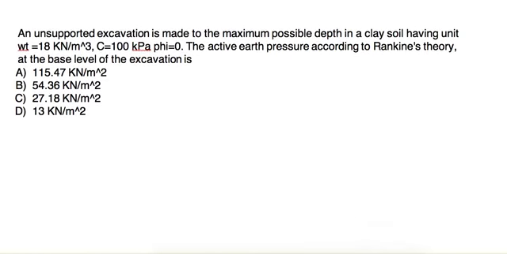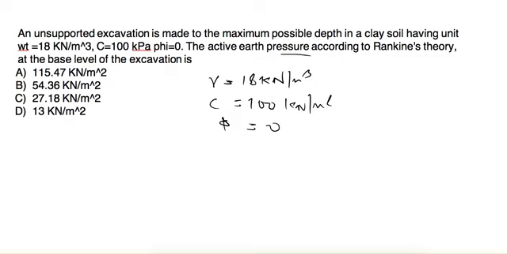So the next question here is: an unsupported excavation is made up to the maximum possible depth in a clay soil having unit weight gamma equal to 18 kilonewton per meter cube, C equal to 100 kilonewton per meter square, phi equal to 0. Find the active earth pressure according to Rankine's theory at the base level of the excavation. So what is it saying? An excavation is made up to the maximum possible depth. So how do we find the maximum possible depth?